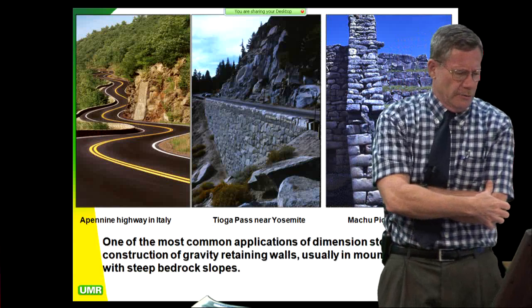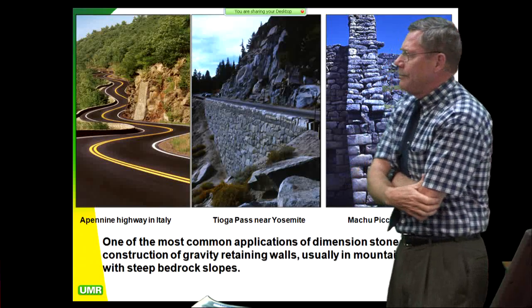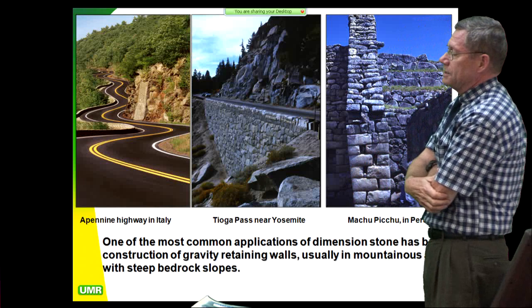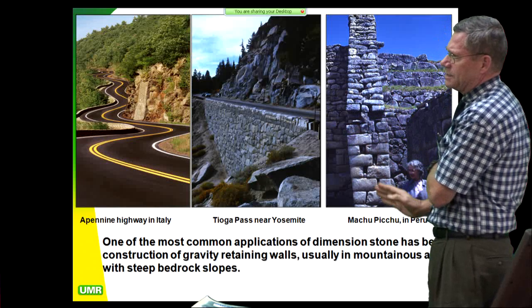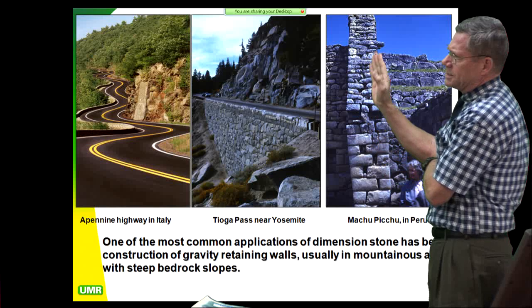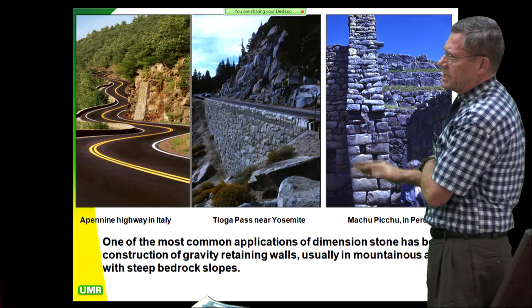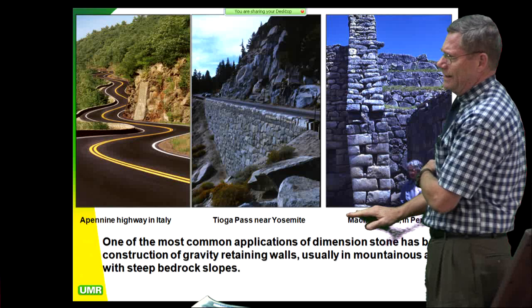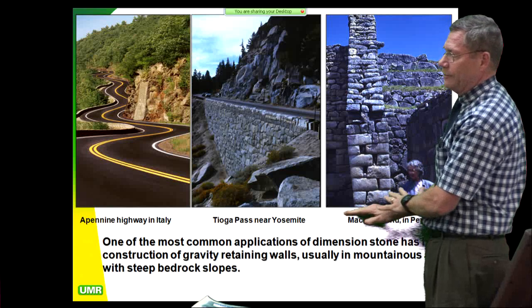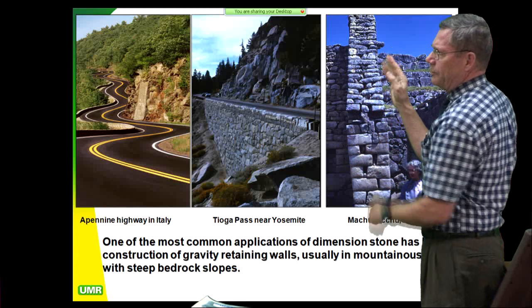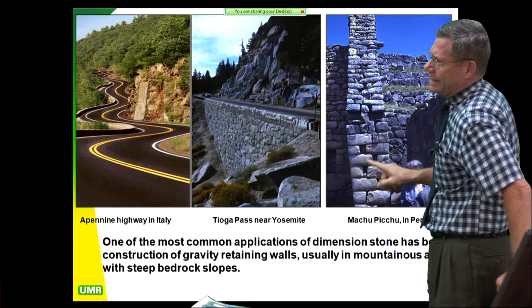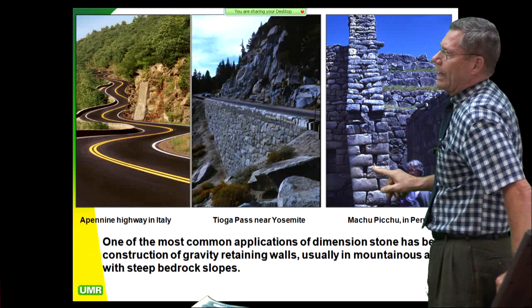So if we look around the world, there's all sorts of common applications of dimension stone. If you go with us down to Machu Picchu, that's where this picture is taken. And this is actually an unreinforced masonry wall that's actually settled because it's built on a landslide. So there's some local bearing problems, and the wall is dilated and moved apart. It's lost a lot of its structural integrity, but it's still working quite nicely.